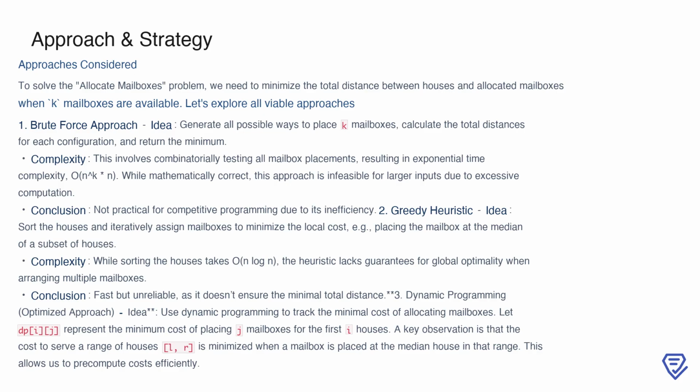In this method, we define dp[i][j] as the minimum cost of placing j mailboxes for the first i houses. A crucial insight here is that the cost for a range of houses is minimized when a mailbox is placed at the median of that range. This allows us to pre-compute costs efficiently and significantly improves performance.